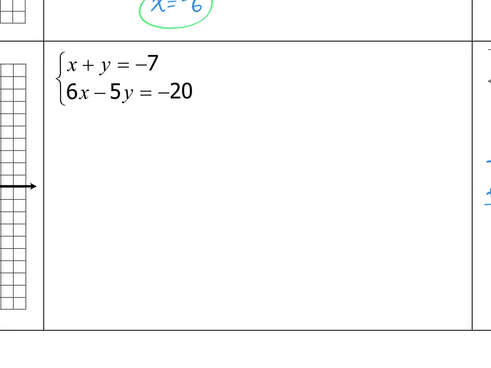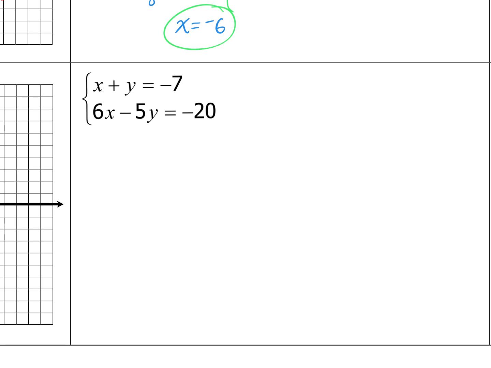All right, so let's look at substitution. This is not a bad choice for substitution because we have an x and a y that have coefficients of 1, so we could get either one of them by itself. Do you have a preference? Which one did you get by itself? Did you get y equals? Okay, so I'm going to subtract x from both sides. Then I have y equals negative x minus 7. What did you do?